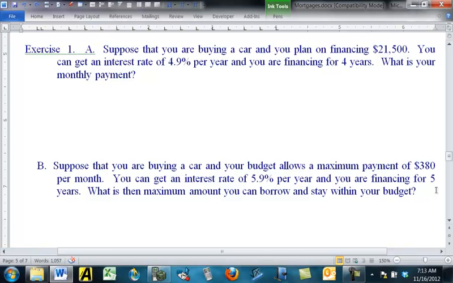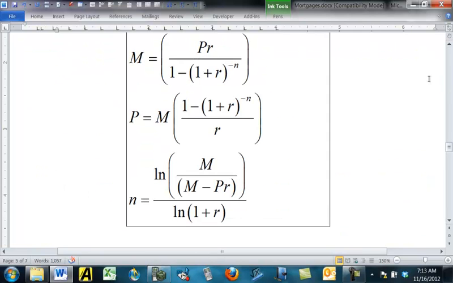Next, suppose you're buying a car and your budget allows a maximum payment of $380 per month. You can get an interest rate of 5.9% per year, again compounded monthly, and you're financing for 5 years. Remember, you've got to do monthly payments, so you've got to change everything to months. Your interest rate has got to be a monthly rate, and your time has got to be in months. What's the maximum amount you can borrow and stay within your budget? Well, which formula are you going to use? You're solving for P, so you're going to use this version that's solved for P.